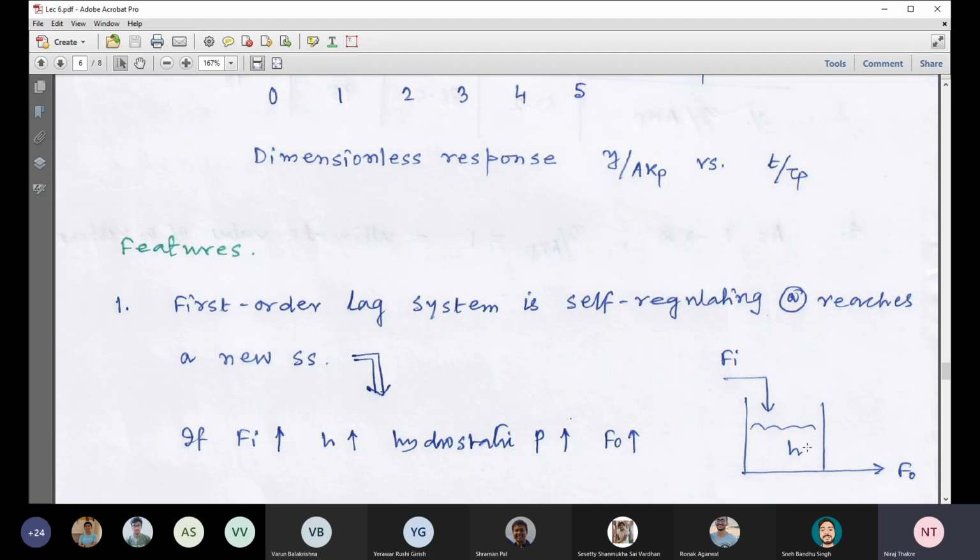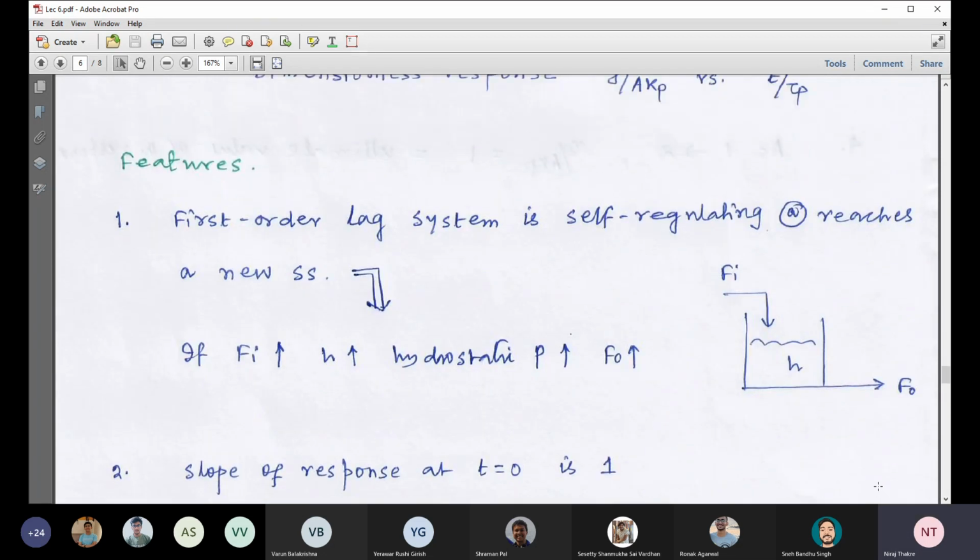In fact, we have mentioned a non-self-regulating process for the ramp function. So it is clear, if F0 does not change irrespective of the change of Fi, then it is the non-self-regulating case. In the last example, we considered one constant replacement pump, which fixes this output F0. So that was a non-self-regulating system.